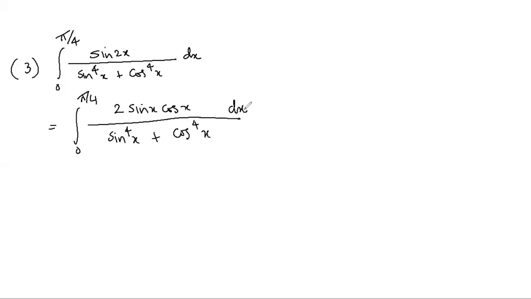There are 2 methods to do this problem. By looking at the numerator, you can decide what to substitute. Another is you can modify and substitute. We have done this in indefinite integrals. 2 sin x cos x is the derivative of which term? Sine square x. So one option is you can put sin square x as t. But that is a little lengthy.